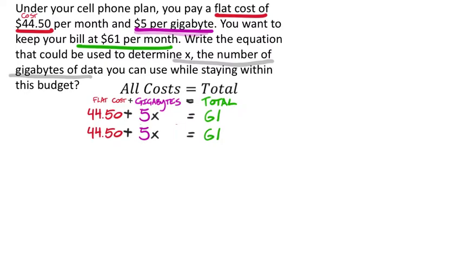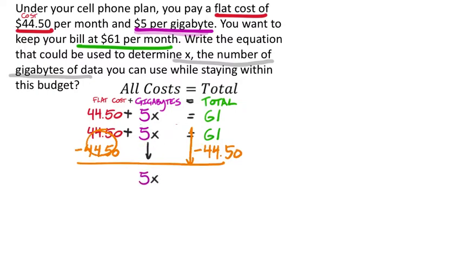So we go to our principles of equality. And the first thing I see here is that I would want to zero out the 44.50 by subtracting 44.50. If I do it to one side, I need to make sure to do the other side. So that will, in fact, zero that out. I can now drop my 5x there, which equals, so I'm going to the calculator, 61 minus 44.50, enter, I got 16.5.